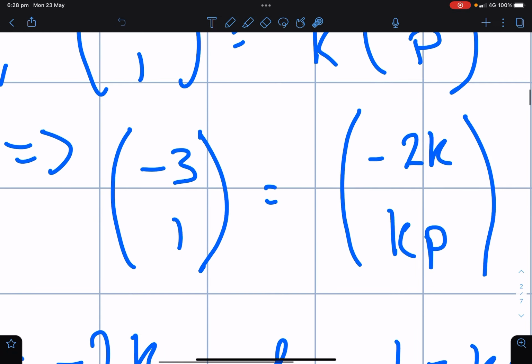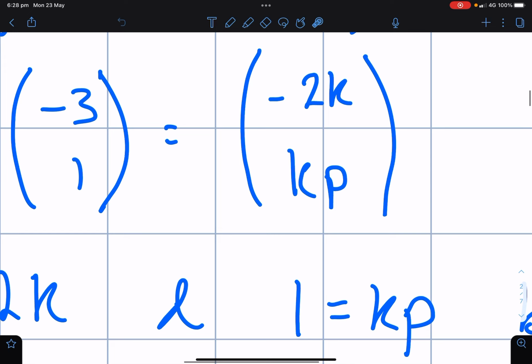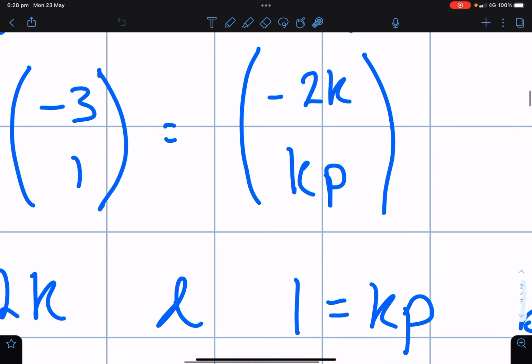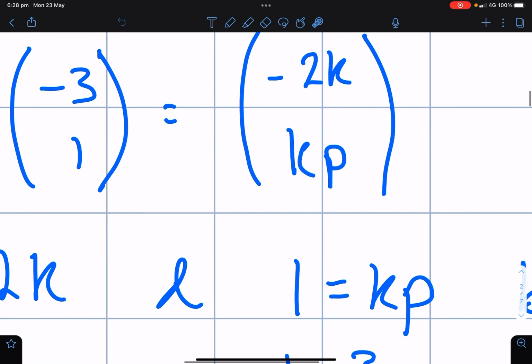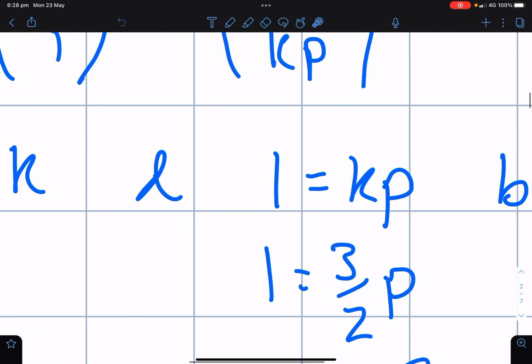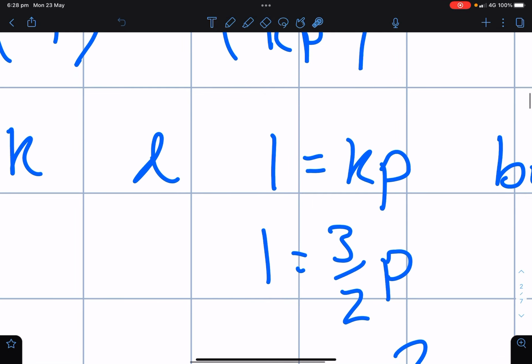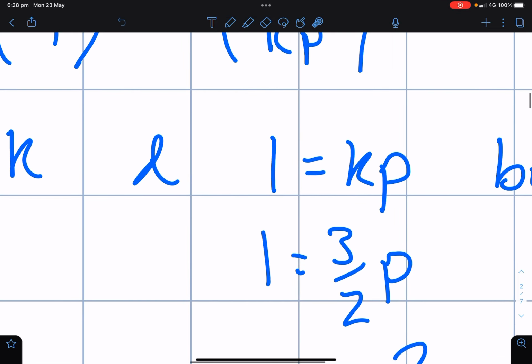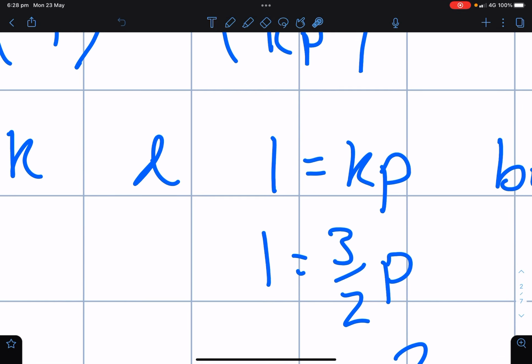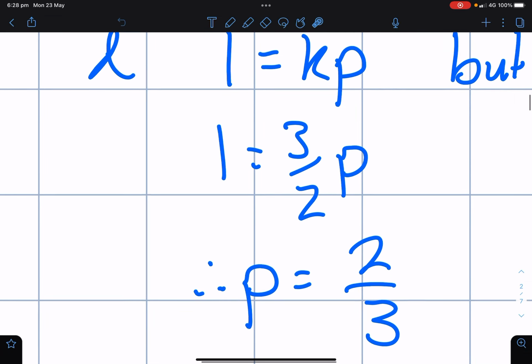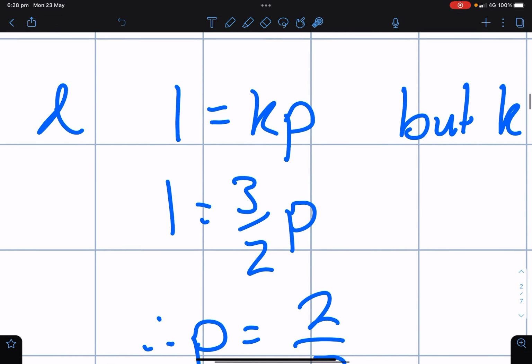Now let's have a look at the vertical components. So if we're looking at just the vertical component, 1 is equal to KP, but we just found a value for K, okay? So 1 equals 3 on 2P. Now we have to multiply or divide both sides by 3 on 2, which means multiply by the inverse, so multiplying by 2 on 3. Therefore, P is equal to 2/3.